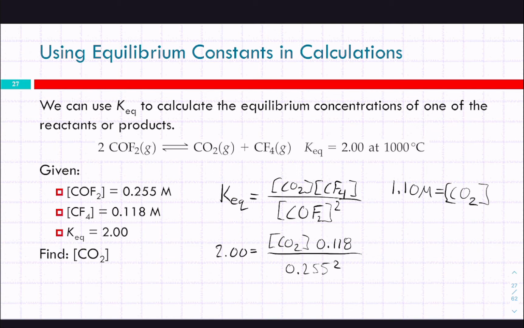You could have done 2 times 0.255 squared, then divided by 0.118. Could have divided both sides by 0.118 and then multiplied by 0.255 squared. Gotta love algebra. Okay. So we could have done that, right? If any one of those was missing, we could have solved for them if we have the other ones.